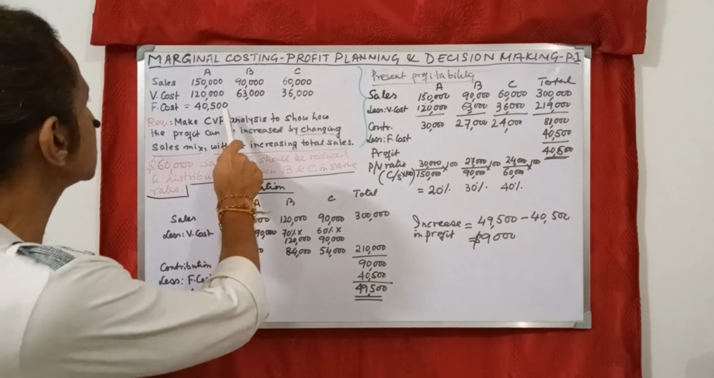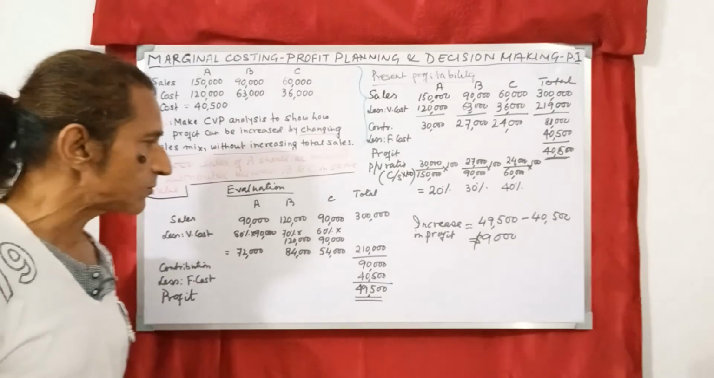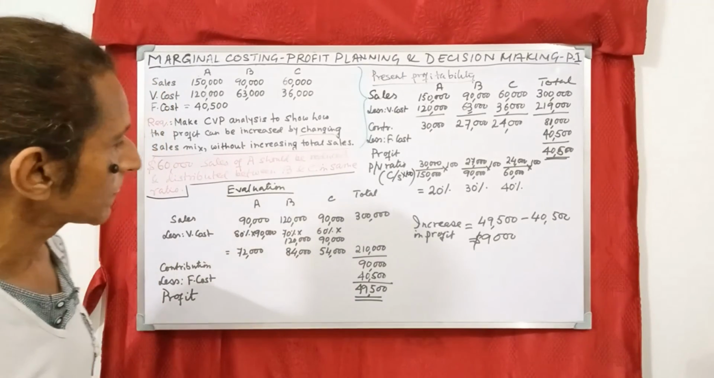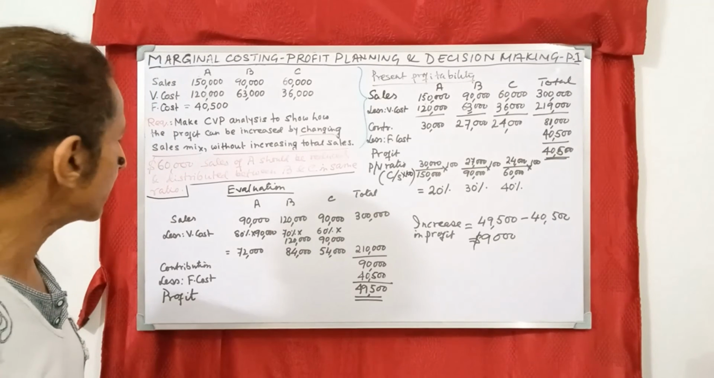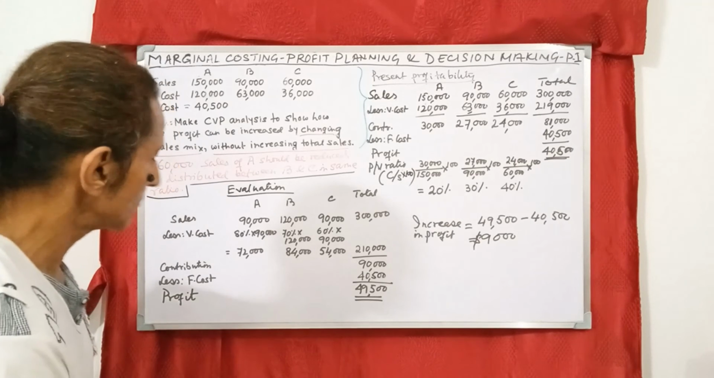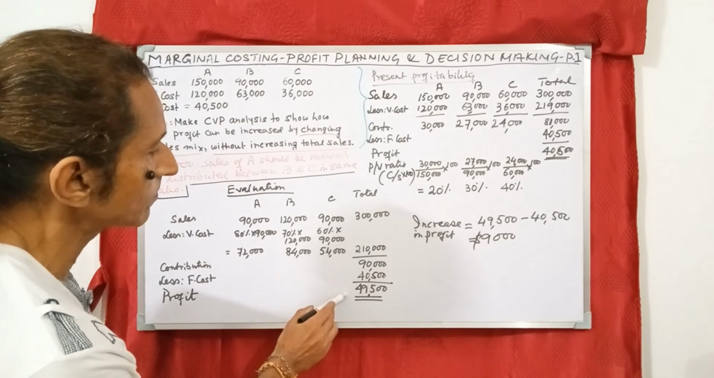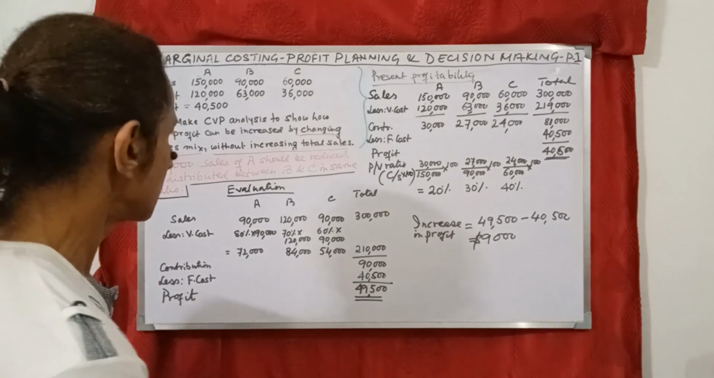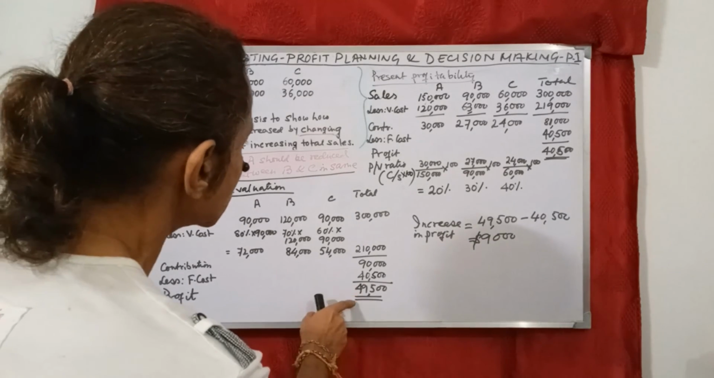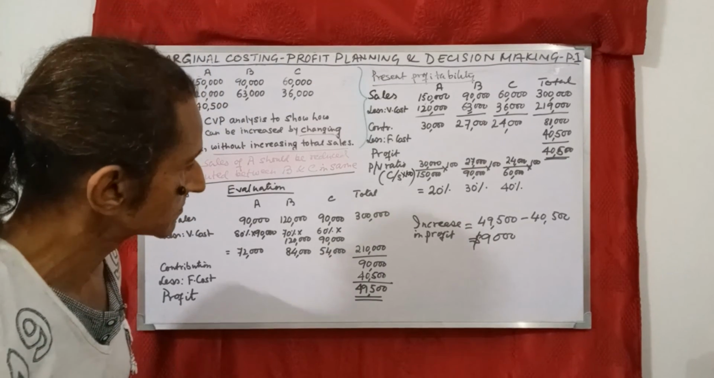Fixed cost remains unchanged. There is no change in fixed cost because the firm is not deploying any additional resources. So fixed cost will remain unchanged. So we deduct fixed cost from contribution, we get profit. 90,000 minus 40,500 gives 49,500. Correct?